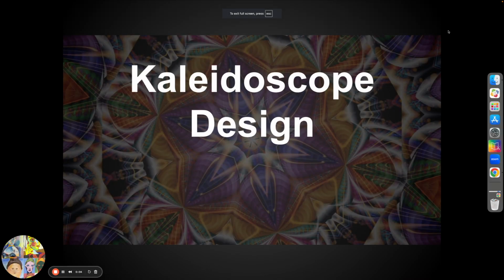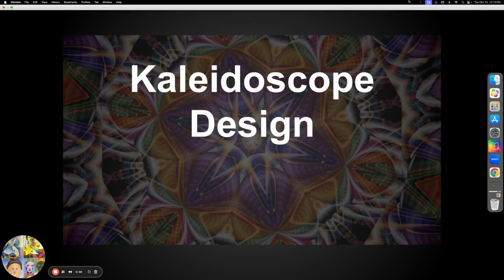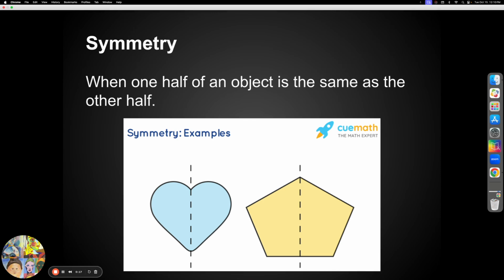For this project, we're going to do a kaleidoscope design. And to understand that project, one of the first things you need to understand is what symmetry means. So symmetry is when one half of an object is the same as the other half. So in these two images below, the heart and this sort of mathematical shape, you can draw a line down the middle and one half looks the same as another.